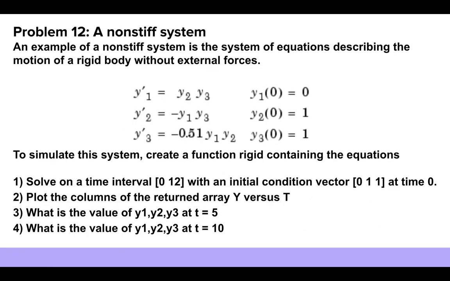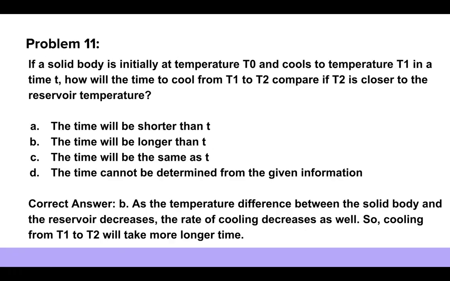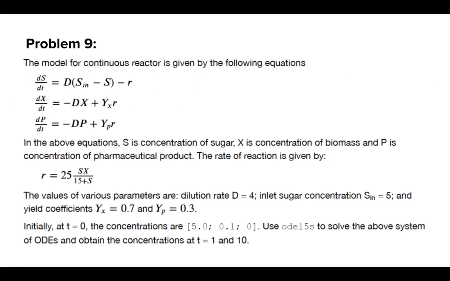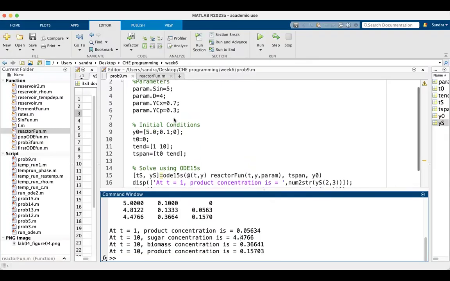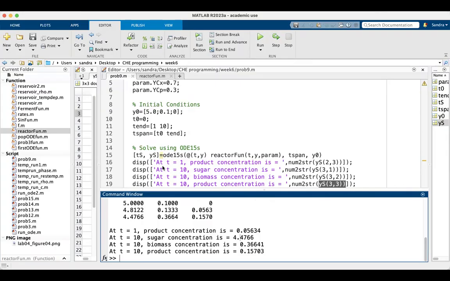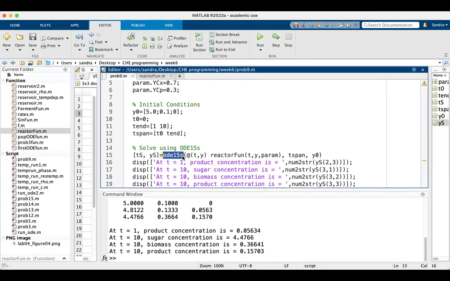Now moving on to the next question. Again, earlier I think I didn't mention this, you have to use ode15s. If you look at the syntax for ode15s, everything remains the same. The syntax remains the same. Instead of ode45, you just write ode15s. Rest everything remains the same.